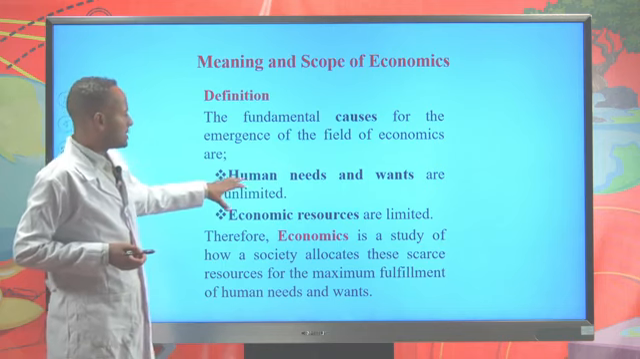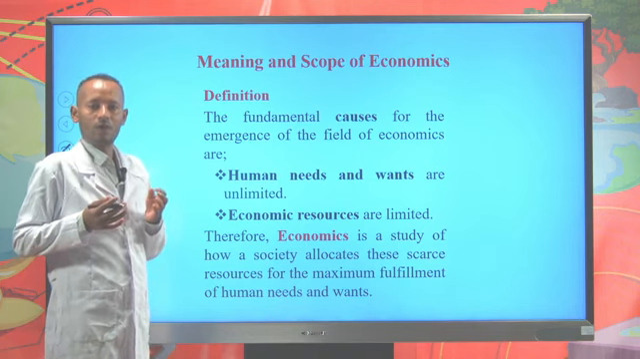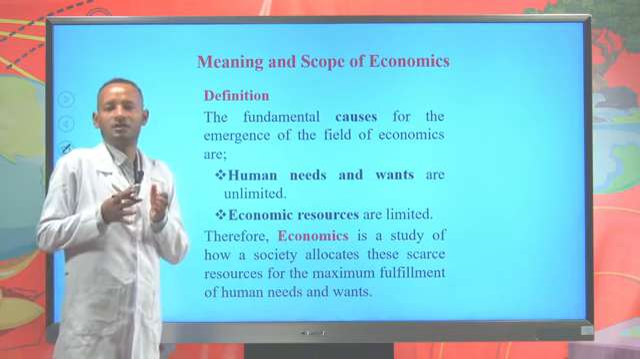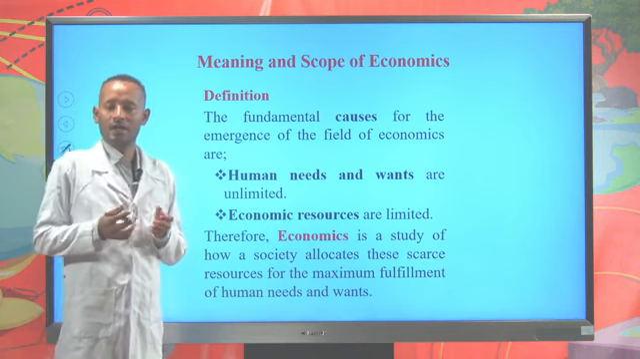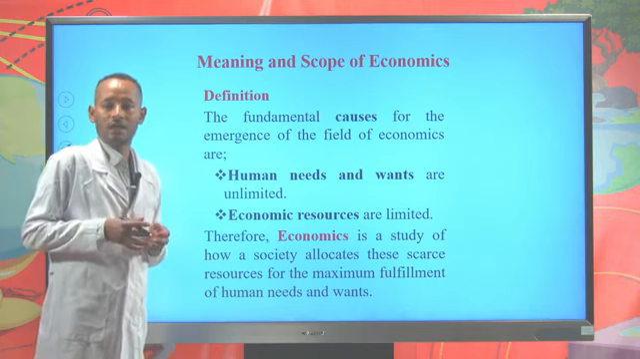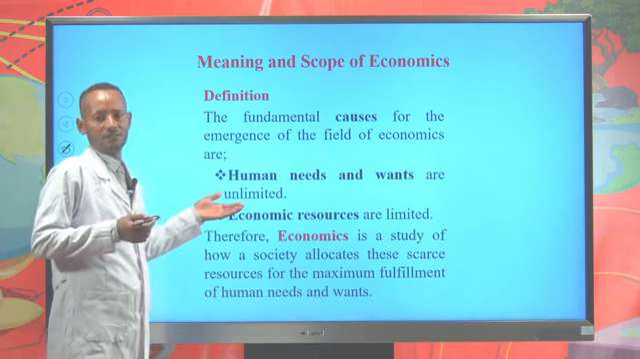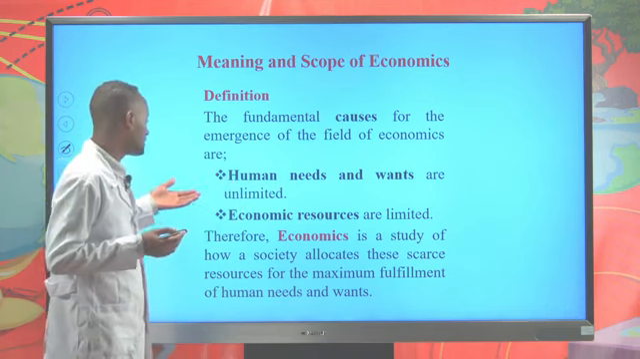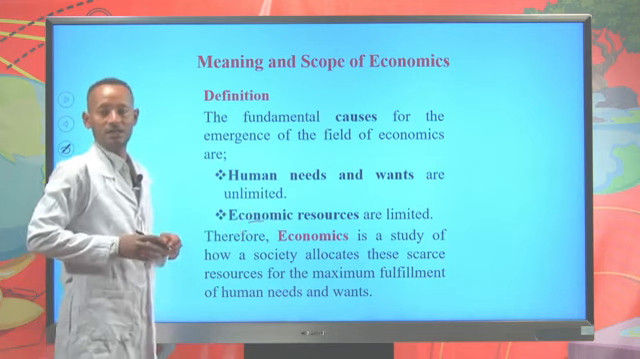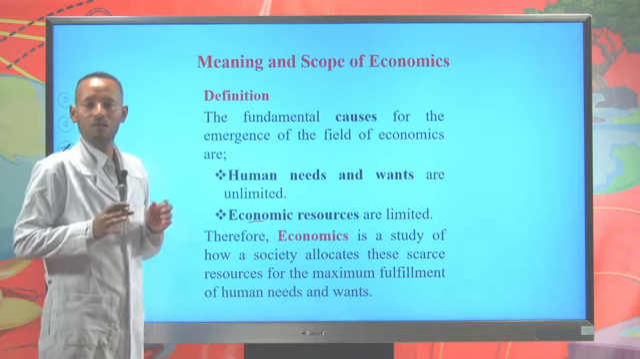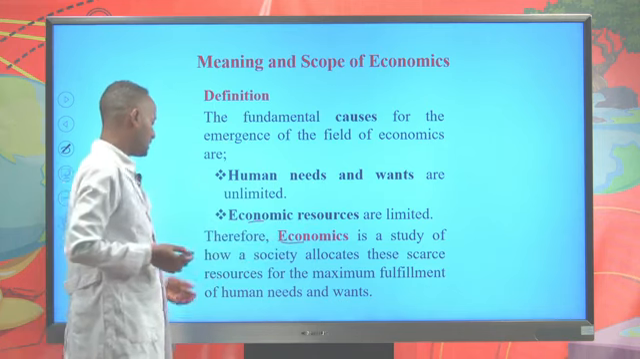So, when we say human needs and wants are unlimited, for instance, if we were barefoot, we need a shoe, and when you get a shoe, you need a car, and when you get a car, you may need an airplane. So our needs and wants are unlimited. But the means to satisfy these needs and wants, or simply economic resources, are limited in their nature. So we cannot fulfill whatever we want to fulfill. So economics emerged as a field of study.